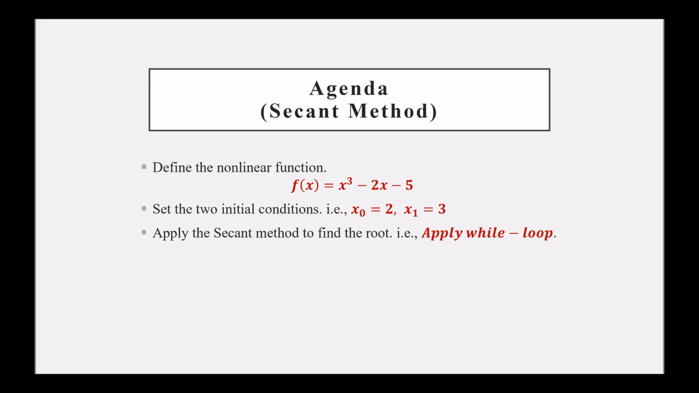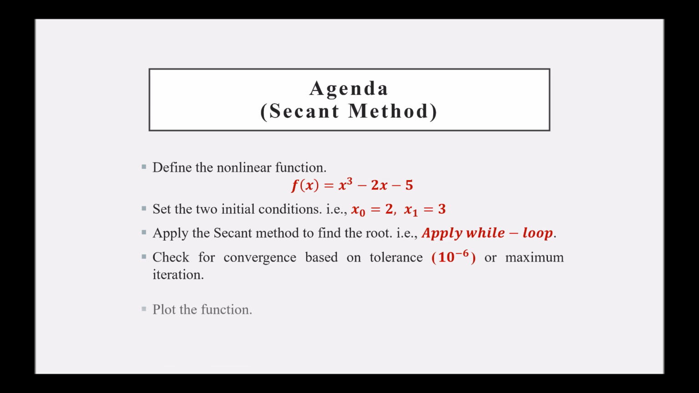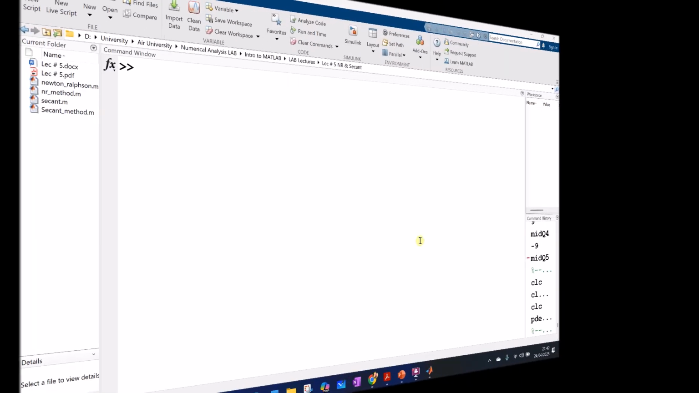For that, we are using the while loop. Next, we need to check the convergence based on the tolerance, so that should be 10 raised to the power minus 6. After that, we are going to plot the function. And finally, we need to display the final root and its results. So let's move to MATLAB.